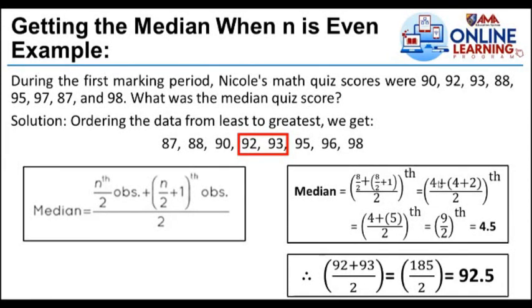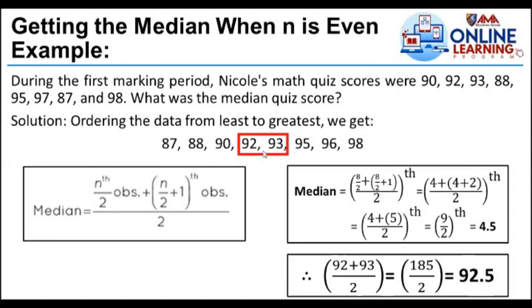There are corrections here. 4 plus 2, it should be 1. 8 divided by 2 should be 4, and then plus 1, so we have your 5. So the answer is 4.5. If we're going to get the value between the 4th and 5th, we have 92 plus 93 divided by 2. 185 divided by 2 is equal to 92.5. So that's now our median.